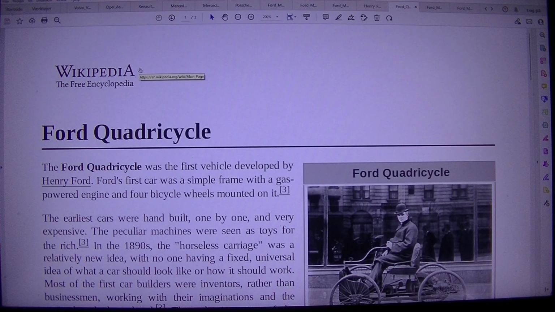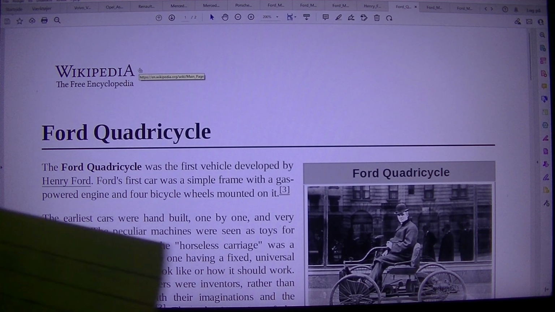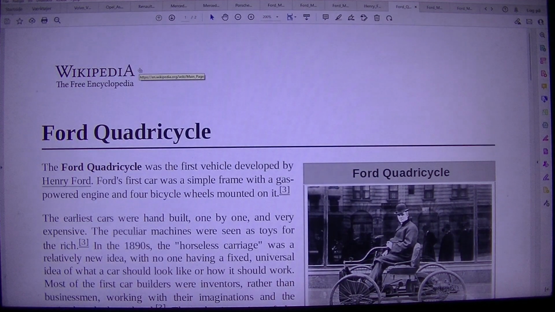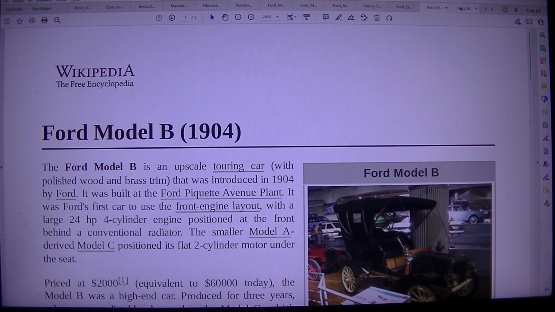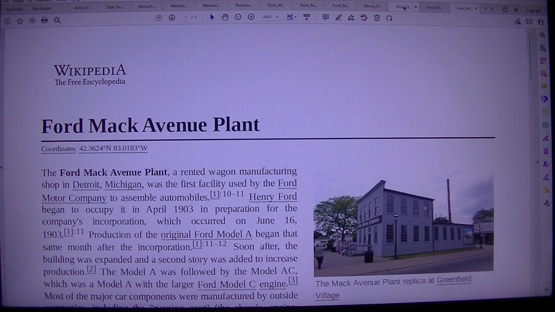Yes, welcome back. Let's read this too. It's a short one. Then I have to start uploads. Read this, Model B, and this one.